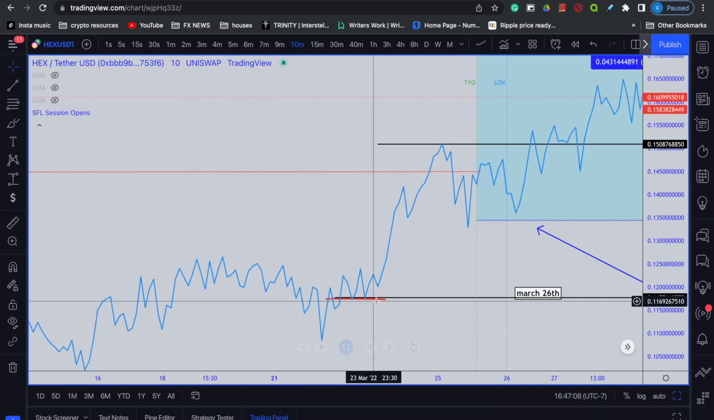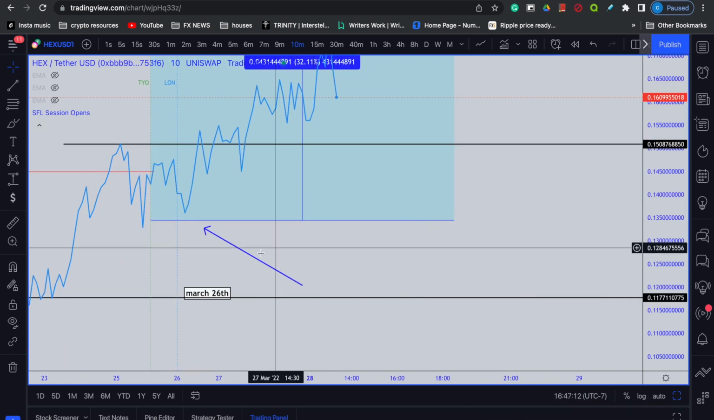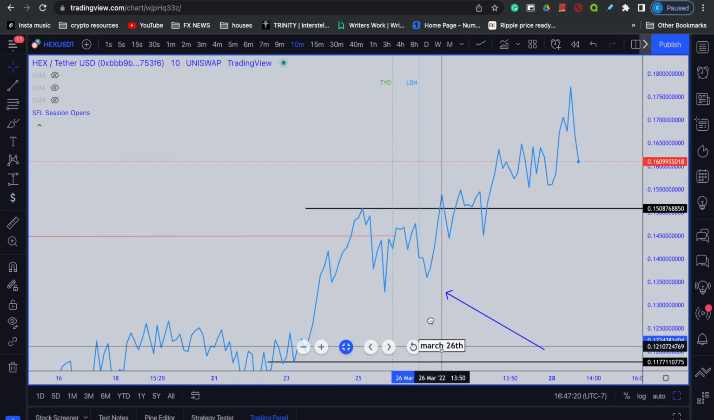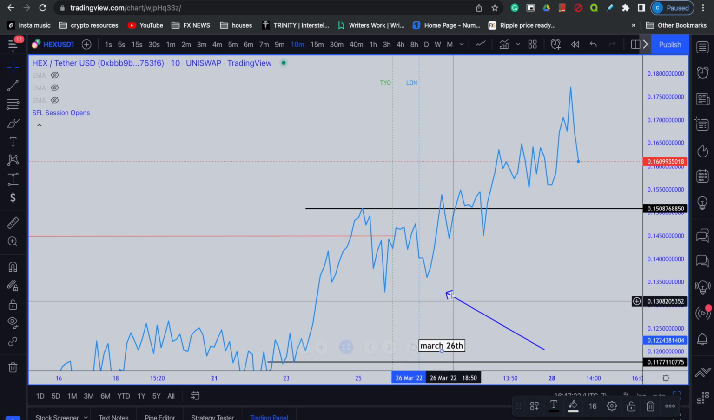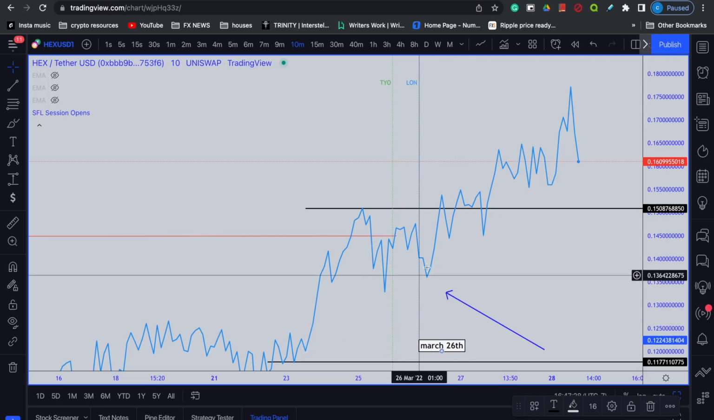We know that the banks and institutions, if we're looking to trade the London or New York session, are not going to purchase at a high. All right, let me get rid of this price measurement. So this right here is March 26th. This is where I told the CYPRX students, you guys can see in the Discord, that I am adding HEX USDT to my crypto portfolio. I mentioned that to the CYPRX students, and this is why.